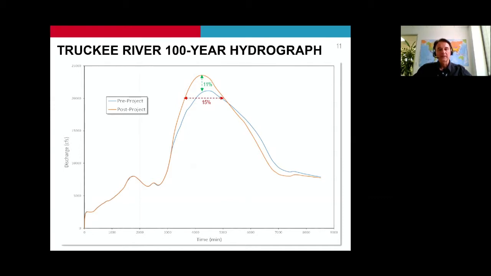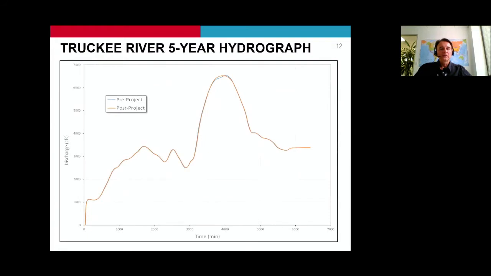Based on HDR's unsteady flow simulation for proposed conditions, the 100-year post-project discharge is increased about 11% at the peak, while flows are increased over a period that is about 15% of the total hydrograph duration. However, the Truckee River 5-year hydrograph, which is shown on this slide, is minimally impacted by the proposed project, and these flows are mostly responsible for long-term geomorphic work that forms the channel.